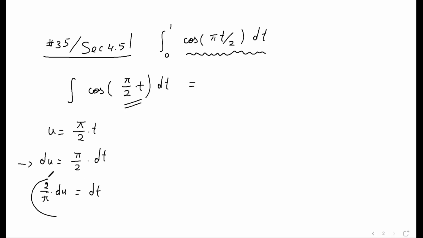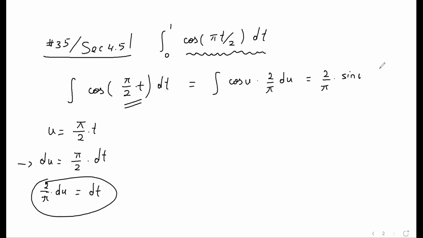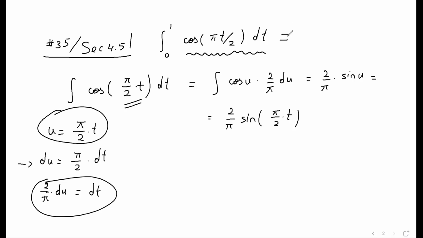All right, so this is what we're going to use in the calculation, because my formula now becomes cosine u times, and dt, folks, is 2 over pi times du. This is easy to evaluate, so it's 2 over pi times the antiderivative of cosine, which is sine u. Or in my case, 2 over pi sine, and we said that u was this guy, so pi over 2 t.